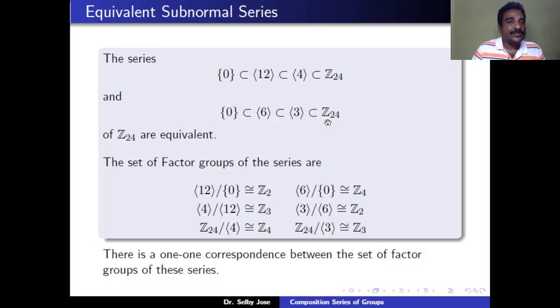And in Z24, which contains 24 elements, the cyclic subgroup generated by 3 contains 8 elements, so this quotient contains 3 elements, so Z24 mod the cyclic group generated by 3 is isomorphic to Z3. So you can see that Z2, Z3, and Z4, Z4. There is a one-to-one correspondence between this set and this set. Therefore, both these series are equivalent.